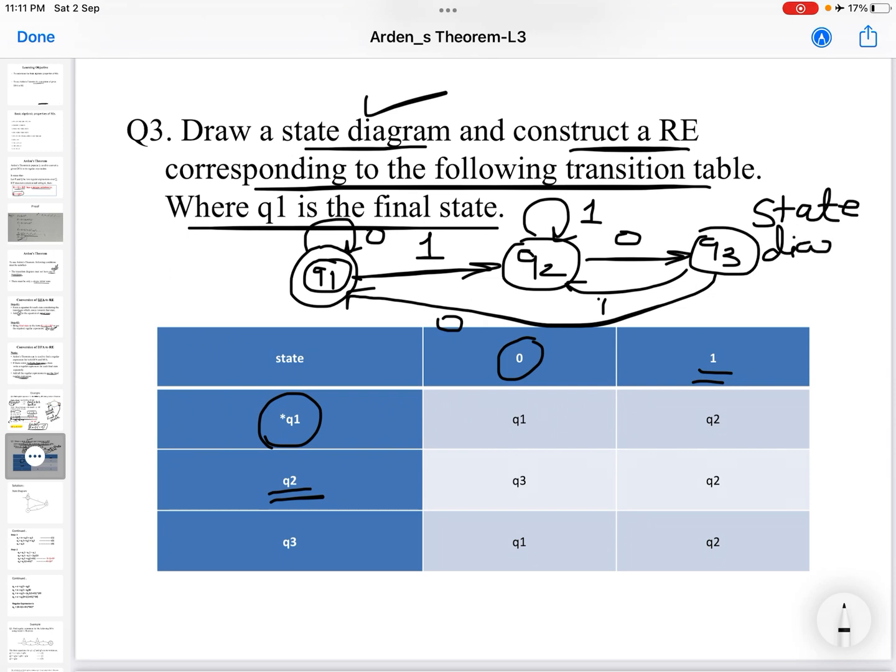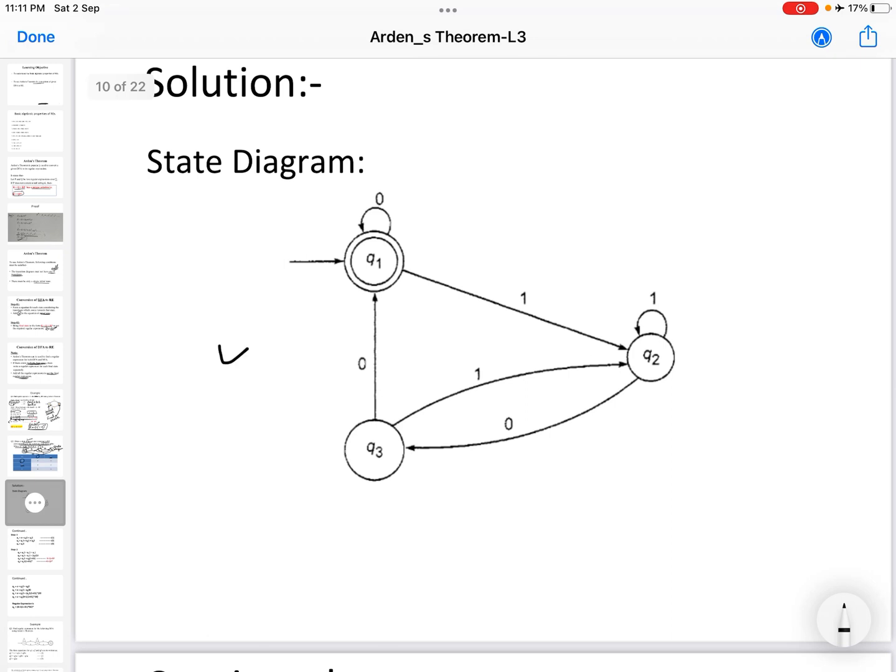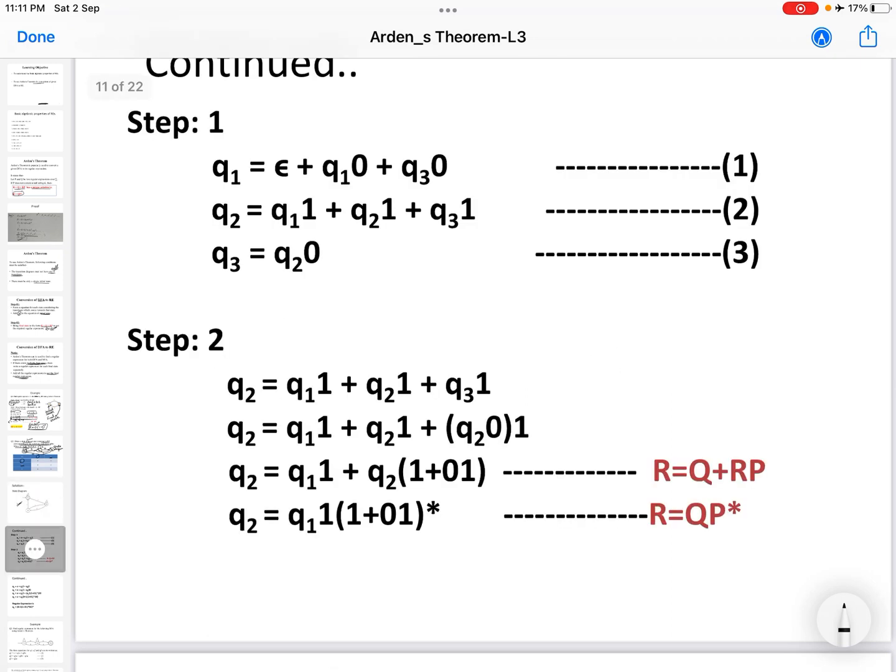So this is what is drawn over here. We write Q1 is epsilon plus Q1 into 0 plus Q3 into 0. Q2 is Q1 into 1 plus Q2 into 1 plus Q3 into 1. Q3 is Q2 into 0. Step number 2, you will substitute. So take equation Q2, that is, equation number 2.